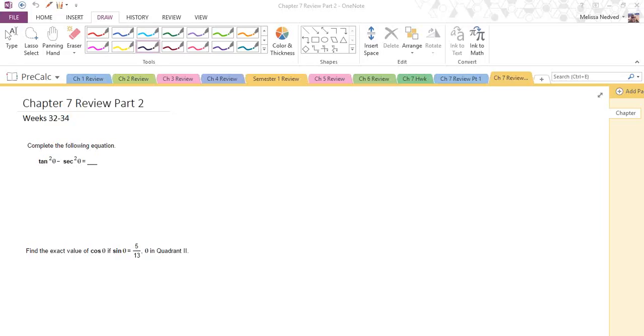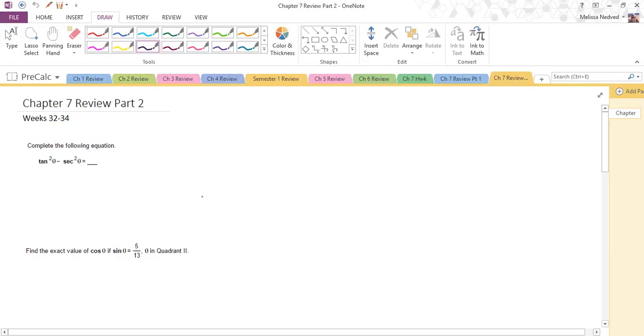Now, there are going to be some you probably don't have to write down, your reciprocal identities, maybe your Pythagorean identities, but the things like the double and the half angle identities, I'd select those out. I would just recommend writing them all in one place so you don't have to flip through notes to get to them. So the first thing says complete the following equation. Really, it's just like a fancy way of looking at an identity.